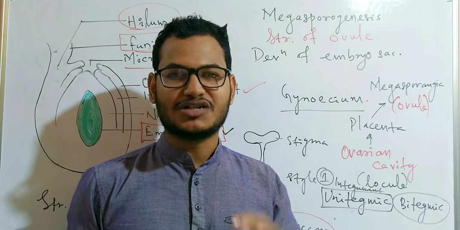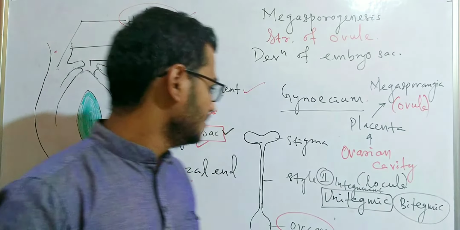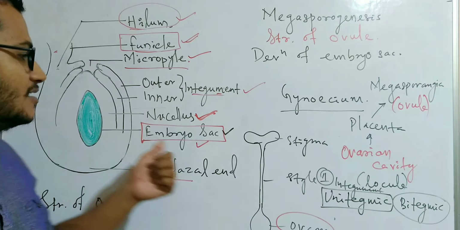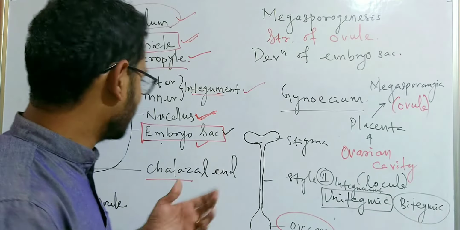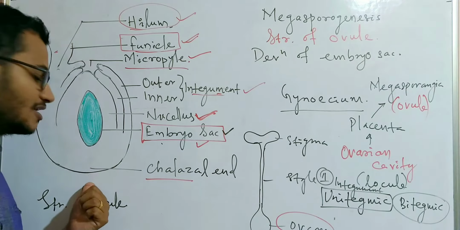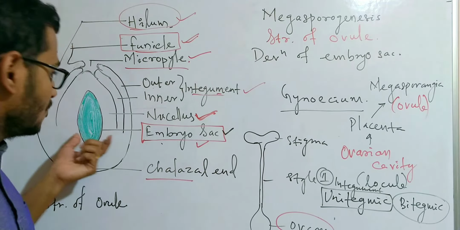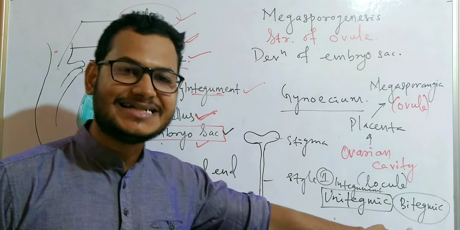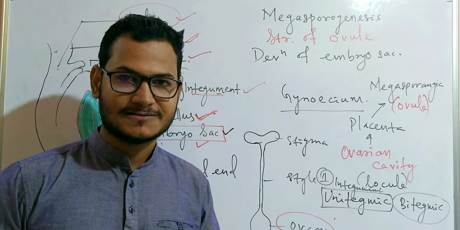So it depends on different types of plants. In some angiospermic plants, the integument is single, making the unitegmic condition, and when there are two integuments, it is called bitegmic. So here the structure of the ovule says that the embryo sac is surrounded in a bitegmic way, means with two different integuments.